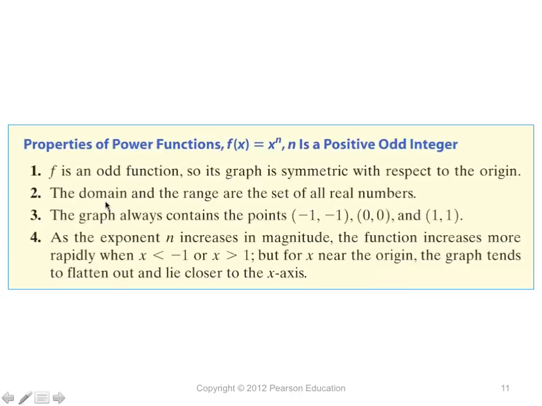So we know that if we have an odd exponent, like x cubed, x to the fifth, x to the seventh, they're all going to look kind of like x cubed. They're going to be odd functions, which we already know. That means they're symmetric with respect to the origin. Domain and range is actually all real numbers for both of those things. And then they also contain 3 points. They're a little bit different. We have (-1, -1), (0, 0), and (1, 1). And then as the exponent increases in magnitude, it's pretty much the same. The function increases more rapidly, but for values near the origin, it's a little flatter.